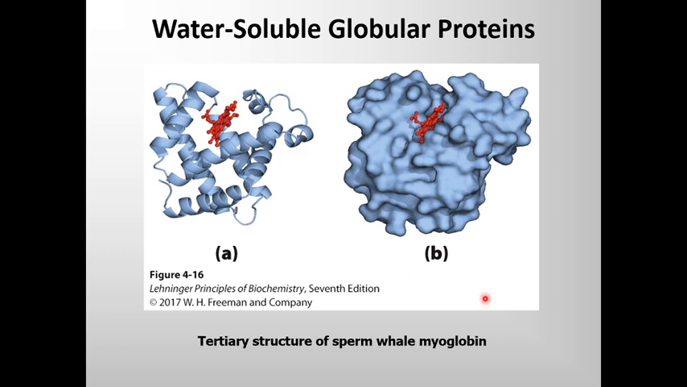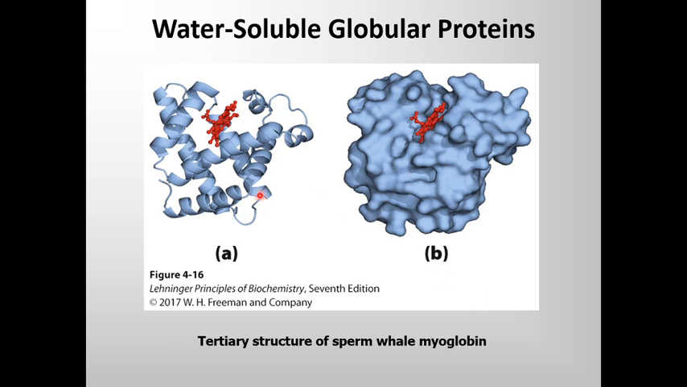Myoglobin is a protein that is involved in carrying oxygen to muscle cells. Now, myoglobin is also particularly abundant in the muscles of diving mammals such as whales and seals. It is so abundant that the muscles of these animals are brown.